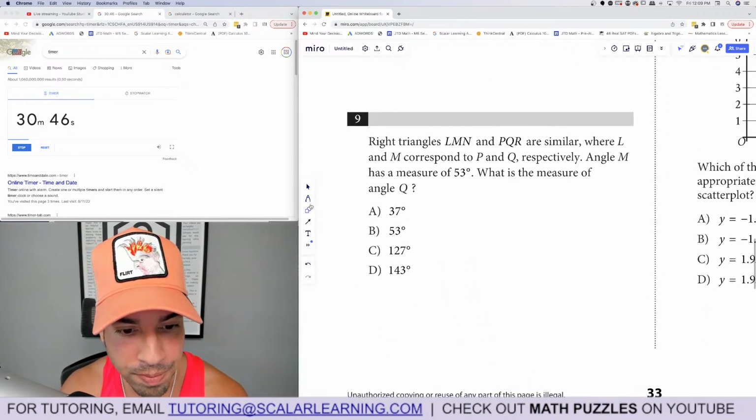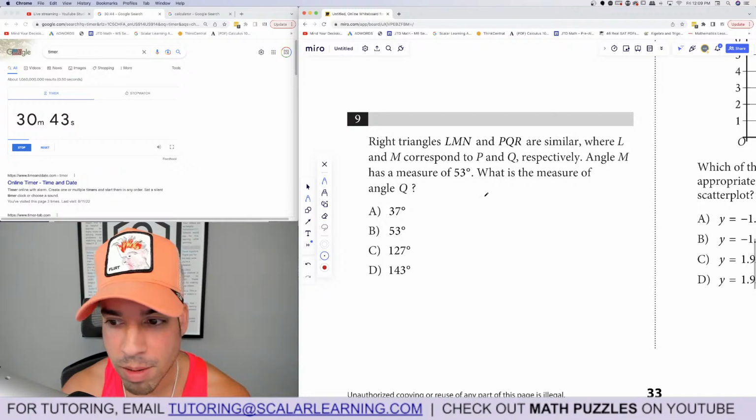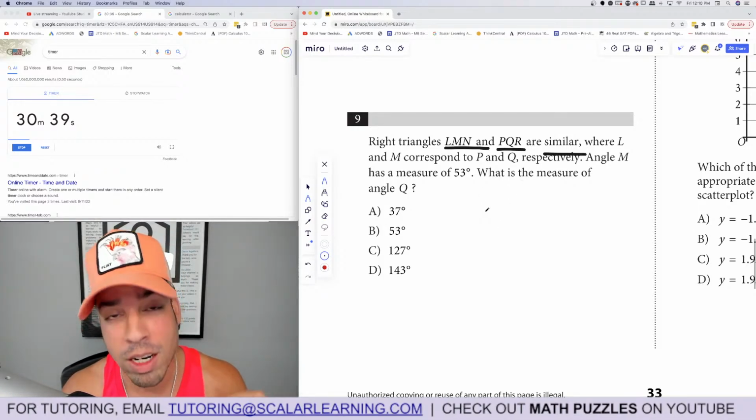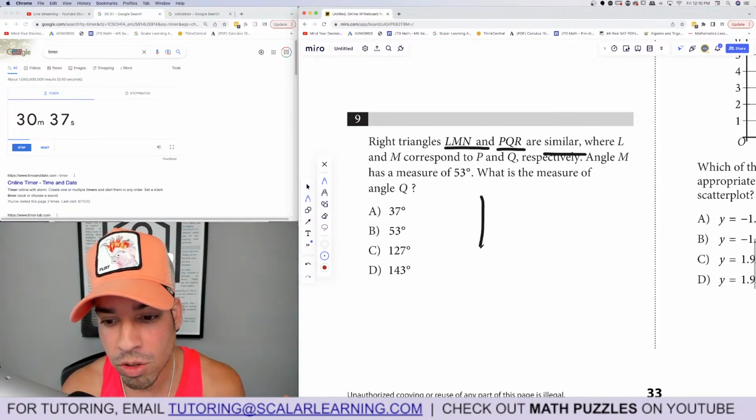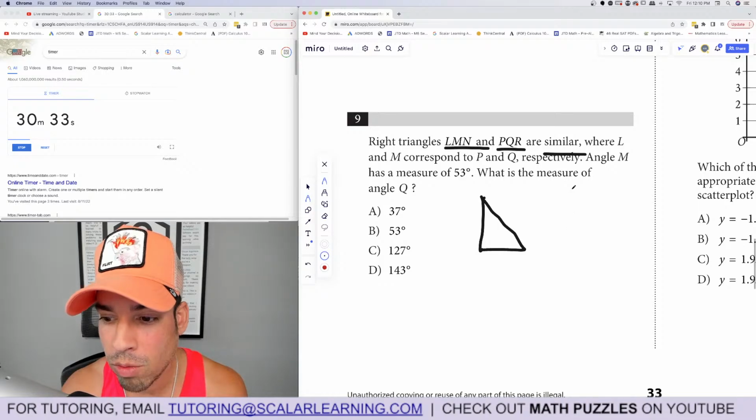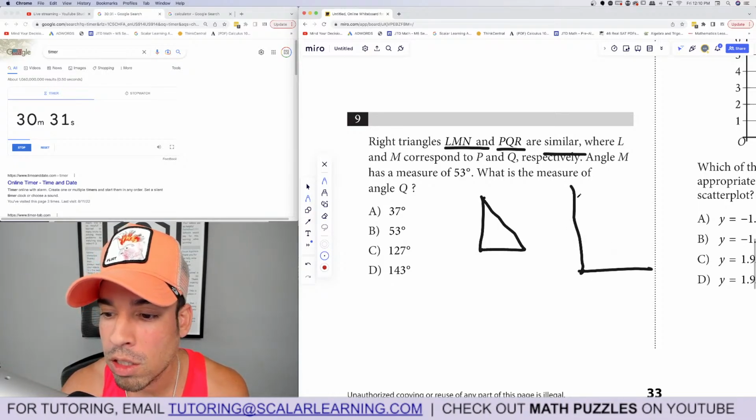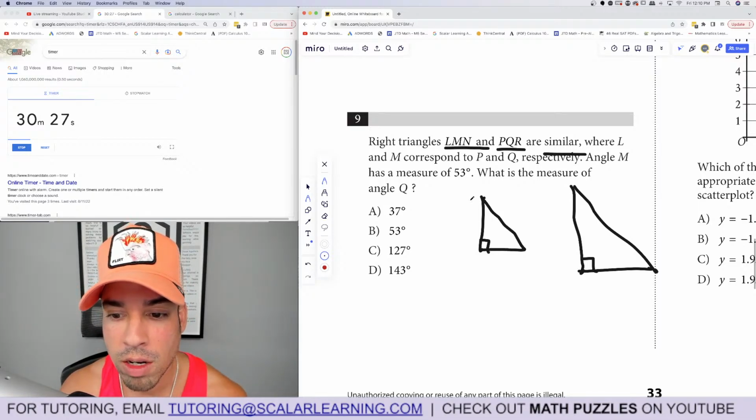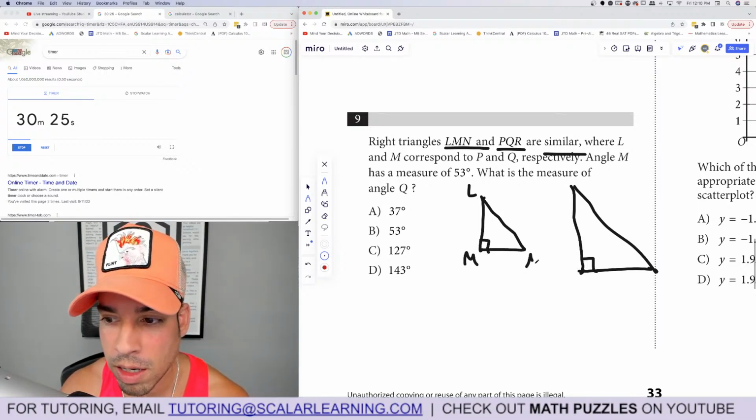Okay, number 9. They're talking about triangles. I'm going to draw them out, and they're talking about similar right triangles. What does that mean? That means proportionate. They look like the same shape, but they're different sizes, and they say they're right triangles. So check this out. And we've also got this one like this. So we've got L, M, N.